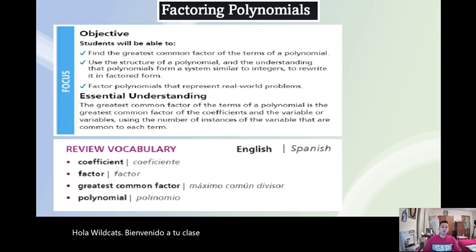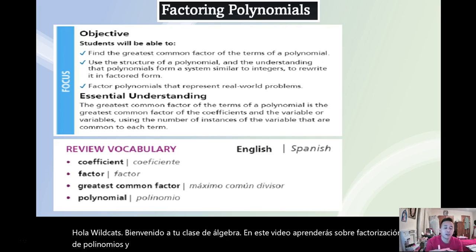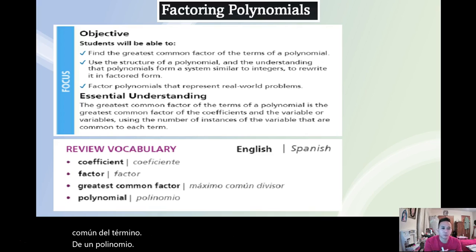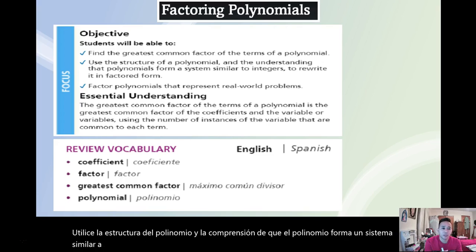In this video, you will be learning about factoring polynomials. And we'll go over the definitions of coefficient, factors, GCF or the greatest common factor, and polynomial. Our objectives in this lesson will be to find the greatest common factor of the terms of a polynomial, use the structure of polynomials and the understanding that polynomials form a system similar to integers to write them in factored form. And lastly, we have to factor polynomials that represent real-world problems.